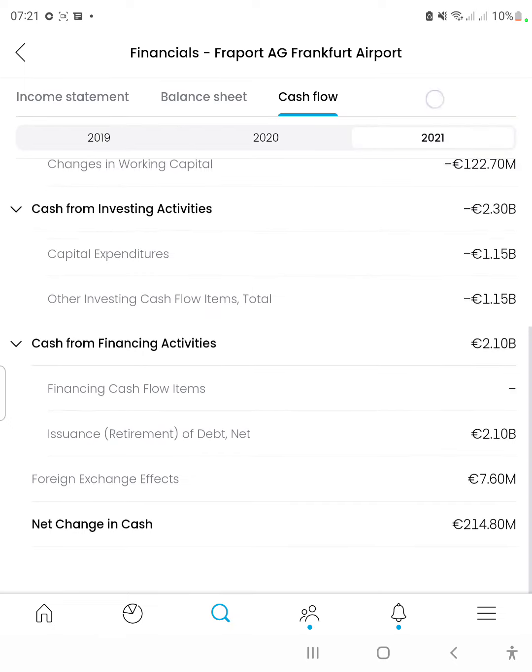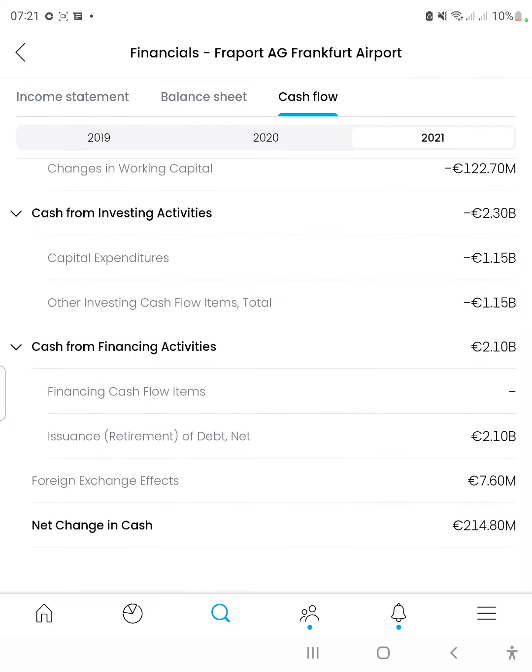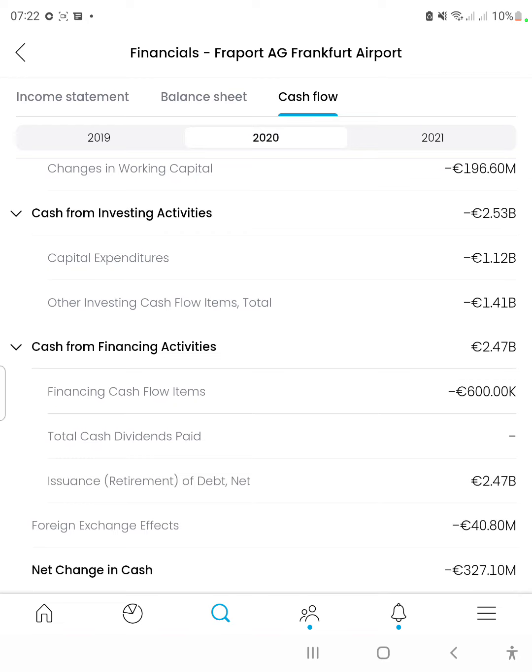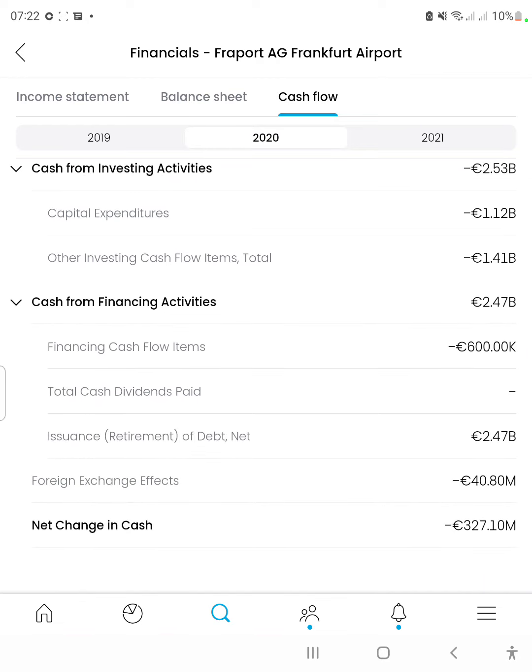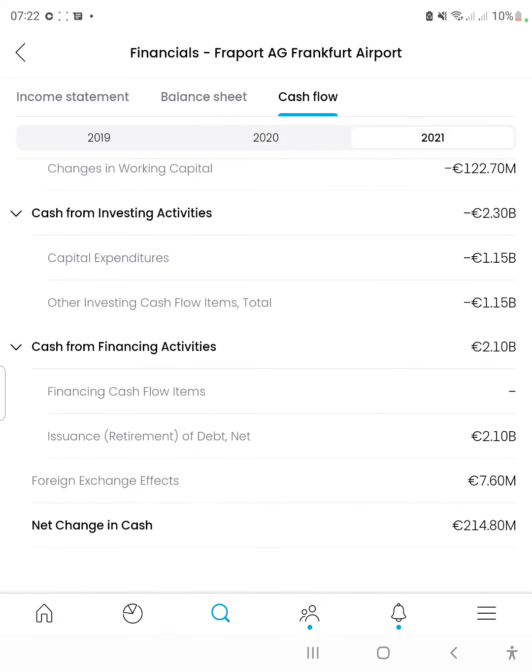So it's really good that it's got to a level where it has 214 million euros in cash in its books, coming from the previous year of having negative 227 million euros. So the company must have made almost 600 million and stashed away 214 million euros, which is really good.